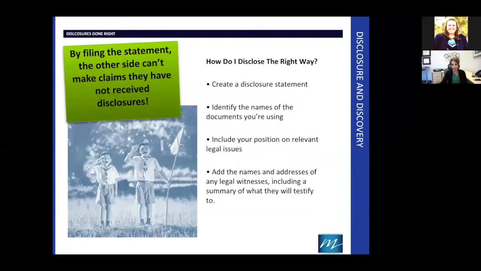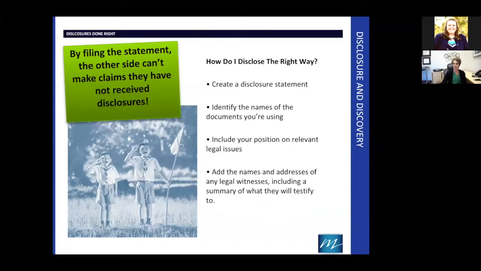How do you disclose? This is kind of confusing. So you have to make what's called a disclosure statement. And Rule 49 tells you exactly what the disclosure statement needs to say. Now, a disclosure statement looks a lot like a pleading, like a petition or a response or a motion, except you don't file your disclosure statements. You don't file discovery documents. You create it. It looks just like a pleading. So do you put it in your pleadings folder? Yeah, probably.